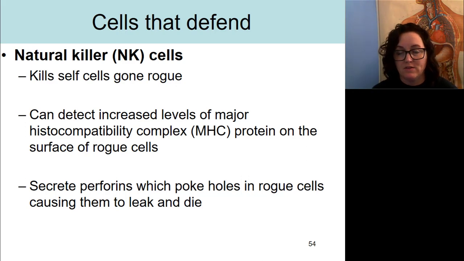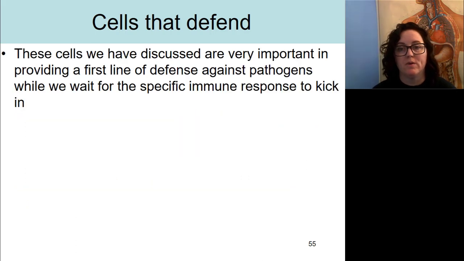When they recognize this, the natural killer cells then secrete a protein called perforins. And perforins basically poke holes in the cell membrane of the infected or cancerous cell, making it very leaky, and eventually it dies. So the cells we just talked about are very important in providing a first line of defense against pathogens while we wait for our specific immune response to kick in.